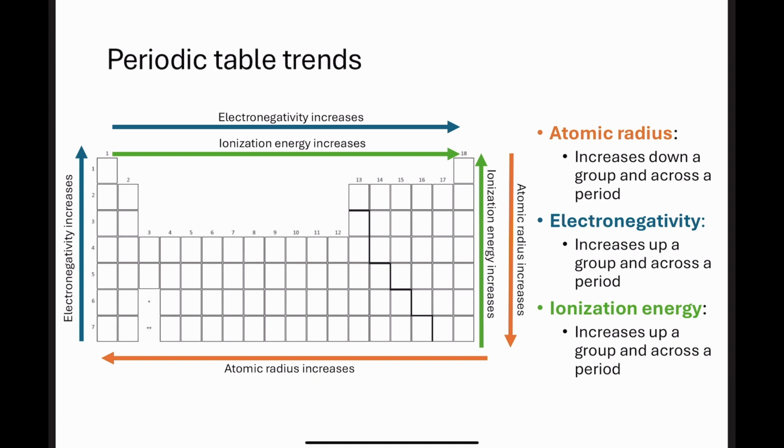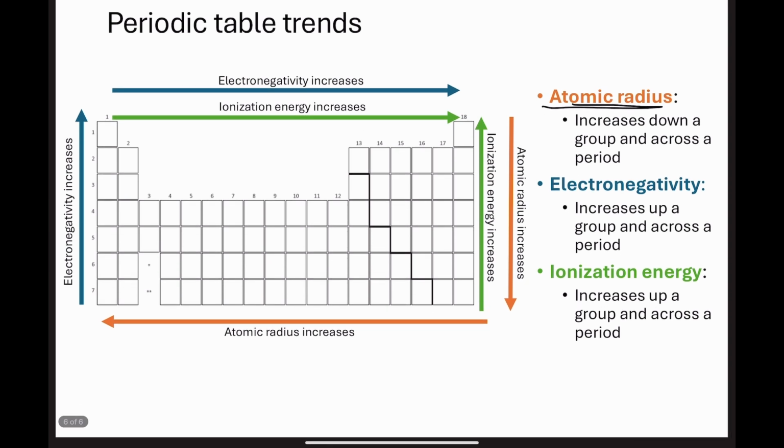So the periodic table has a few different trends. And the first trend that we're going to talk about is the atomic radius. So the atomic radius is the distance that we find between the nucleus of our atom and the outermost electron shell and the outermost electron. So the distance between the nucleus and that outermost electron is our atomic radius. And our atomic radius is going to increase when we're going down a group and when we're going across a period from right to left.